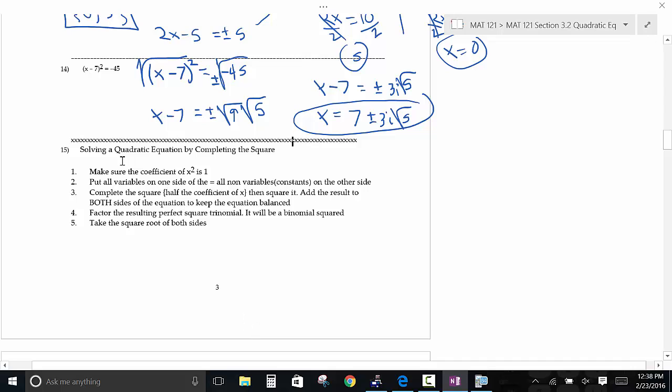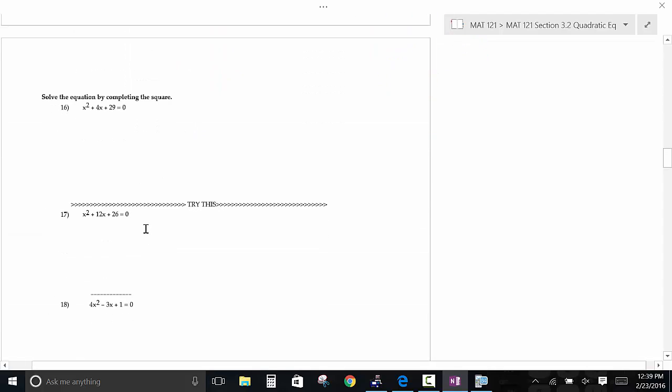Now, you can go on to page 4. This just kind of tells you the methodology of doing this. And we end up doing completing the square a little later in the semester for other reasons. So we're going to solve this equation using this method. Watch carefully how I do this.